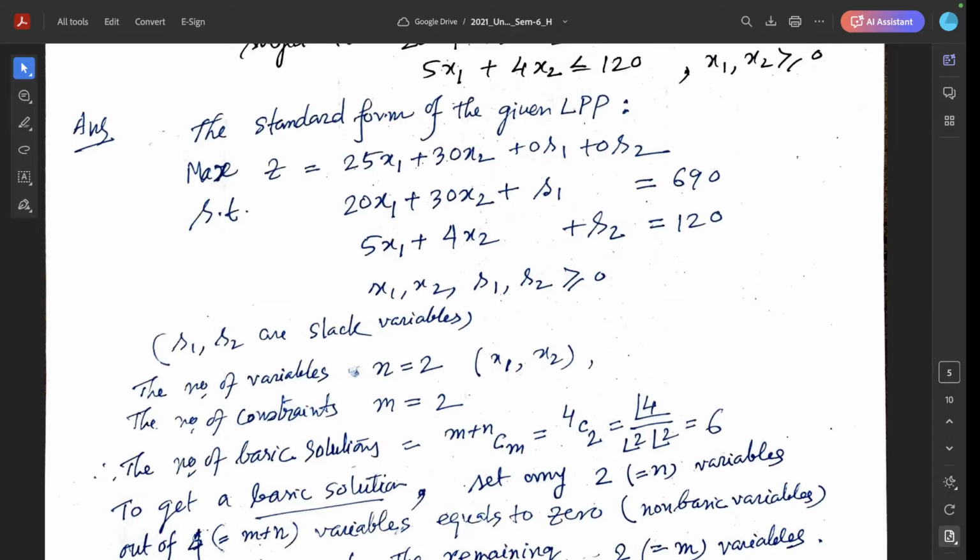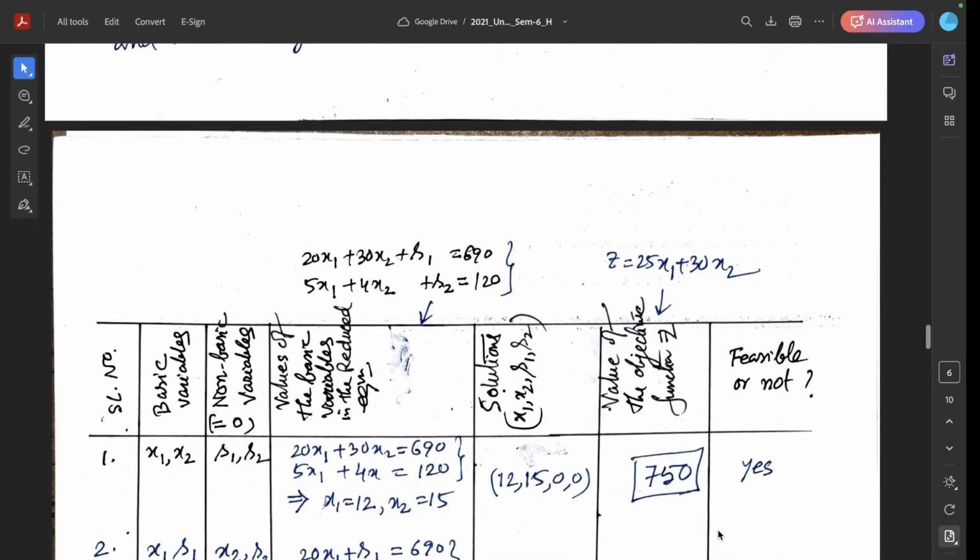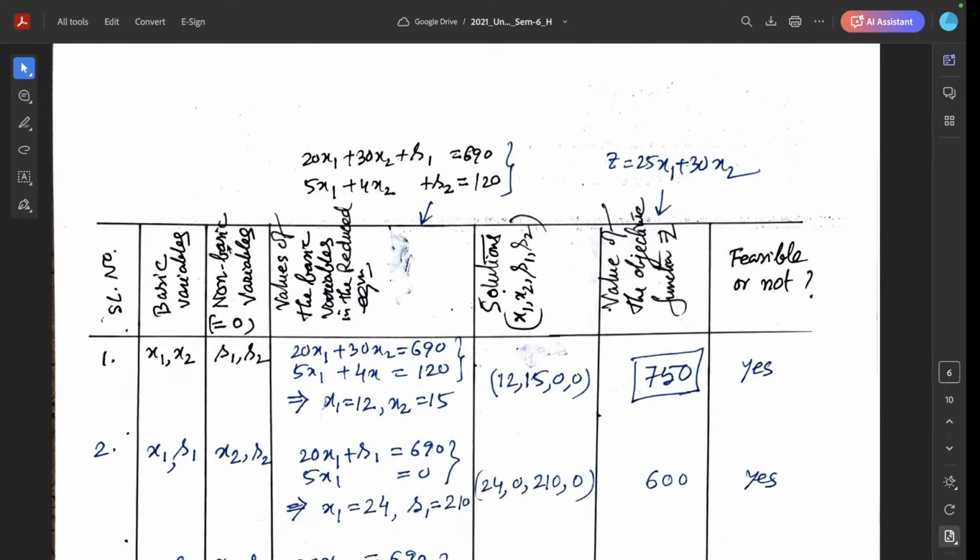Then solving for the remaining 2 variables, we construct this table: serial number, basic variables, non-basic variables equal to 0, values of the basic variables in the reduced equation after putting the non-basic variables to 0, solution of the reduced equation, value of the objective function, and whether the solution is feasible or not. Now set x1 and x2 as basic variables. The remaining 2 variables s1 and s2 are non-basic, so put s1 equal to 0 and s2 equal to 0. The reduced equation is this, and solving it we get x1 equal to 12 and x2 equal to 15.